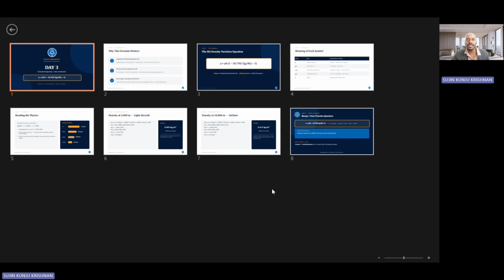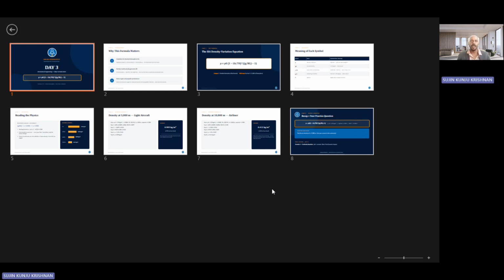So less dense air means less lift for the same speed. That's a fact every pilot and every aircraft designer has to work around. Once we finish today, we will have completed the full standard atmosphere model: temperature, pressure, and density. And from day four onward, we move into basic fluid dynamics.